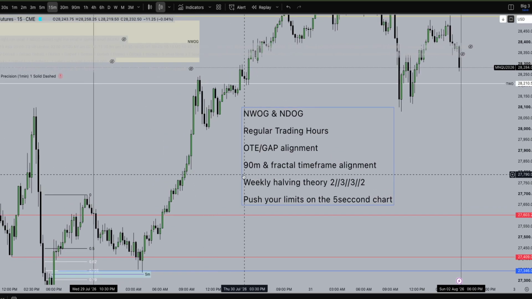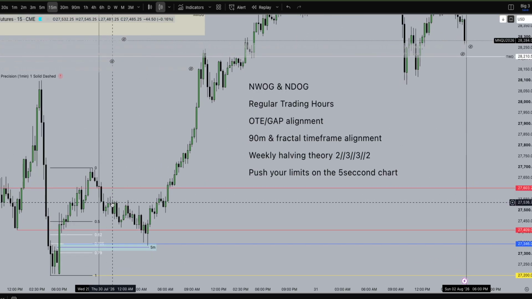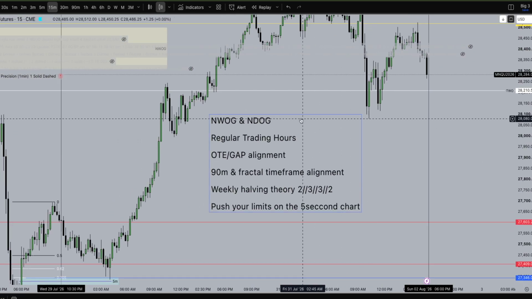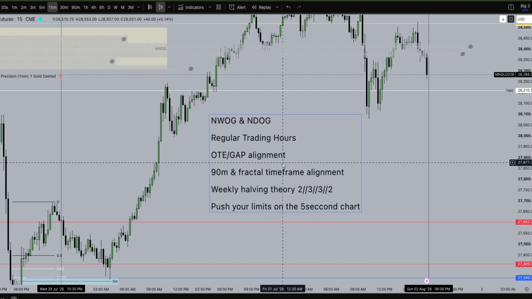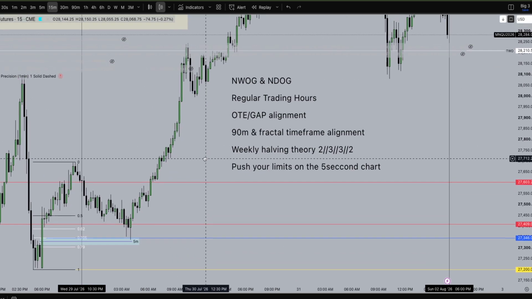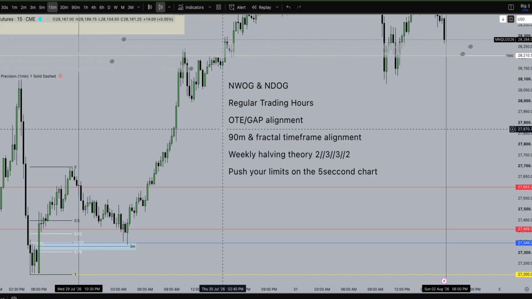And that also gives us a reference to what time it's going to be, because if it's not time yet and it's all the way up here, we know it's not time yet because it's not an OTE. So things like that. Also, looking at our 90-minute fractal time frame alignment, just to narrow down price action. That's mainly what it's for, just getting a grasp on what the week's doing.